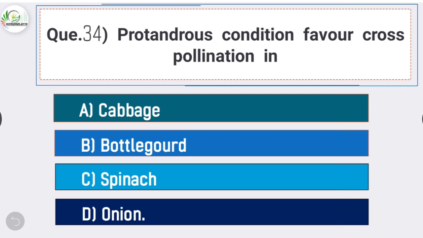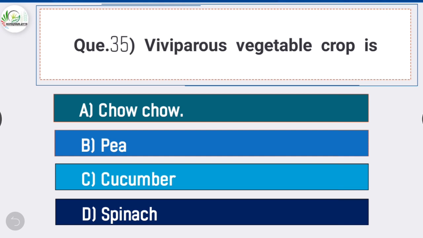Question number 34. Protandrous condition favor cross pollination in. Answer is option D, onion. Protandrous condition favor cross pollination in onion. Question number 35. Viviparous vegetable crop is. Answer is option A, chow chow. Chow chow is an example of viviparous vegetable crop.